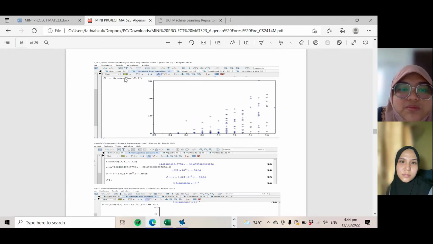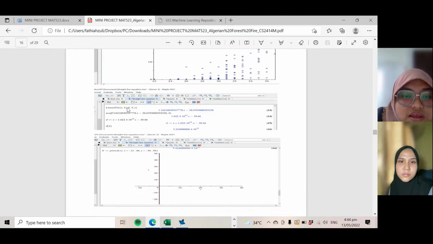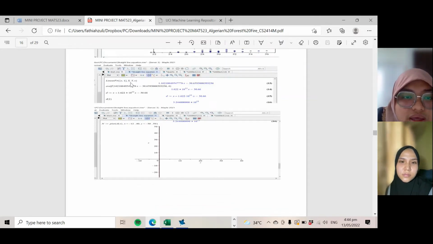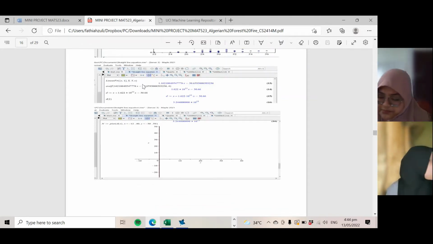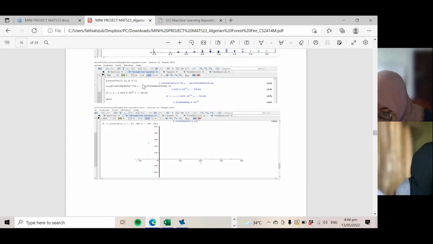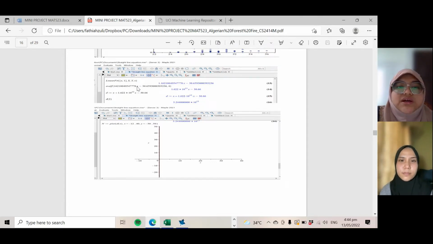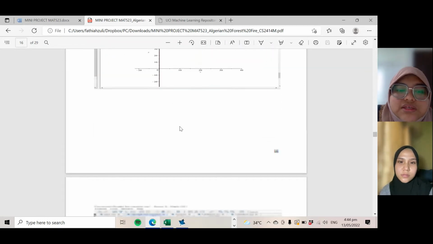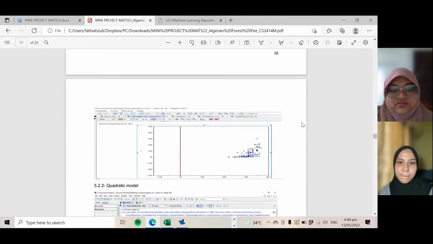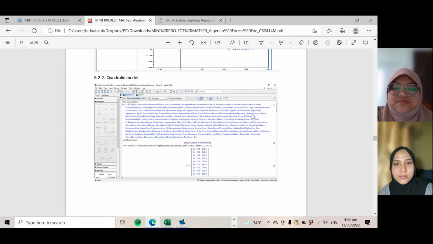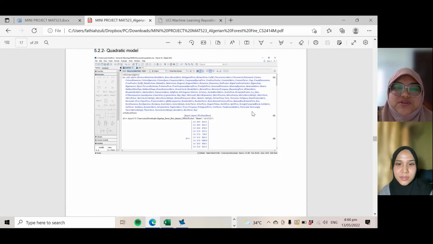Okay, and then we will find our graph using the statistics package. This is our scatter plot. This is how we got the scatter plot, and this is how we define our best fit curve equation. We will move on to the quadratic model.